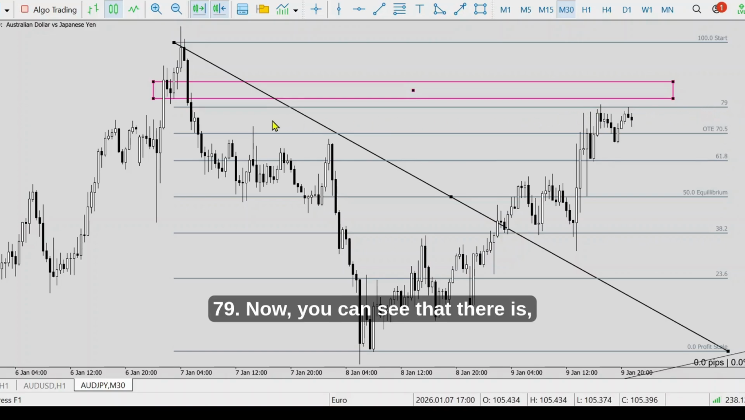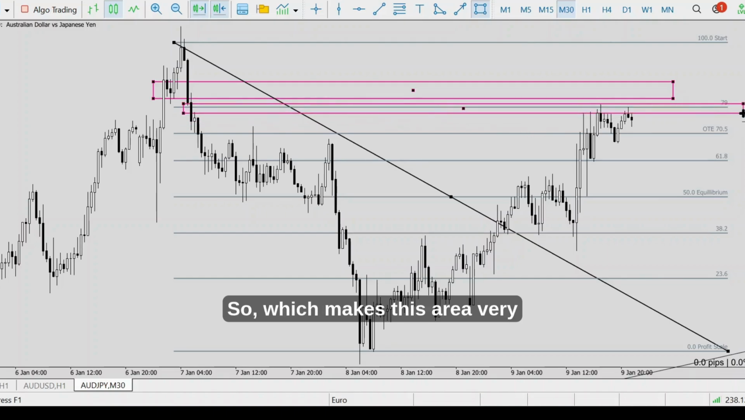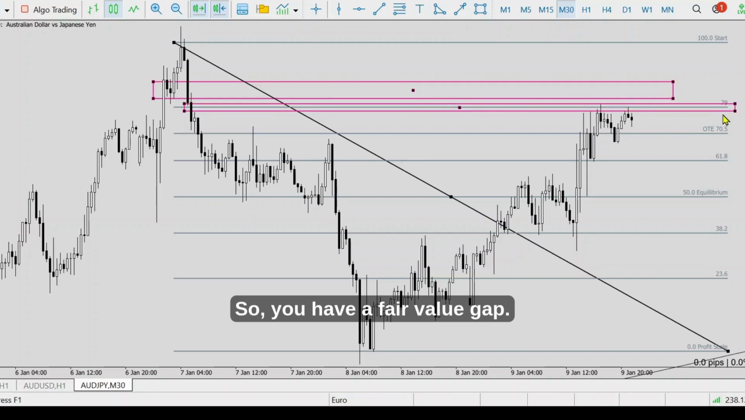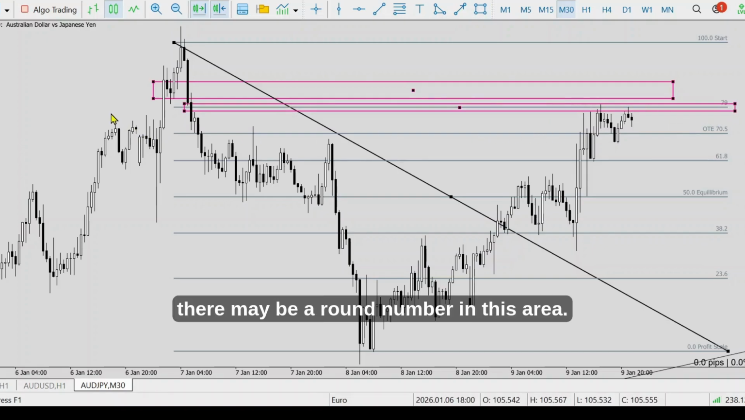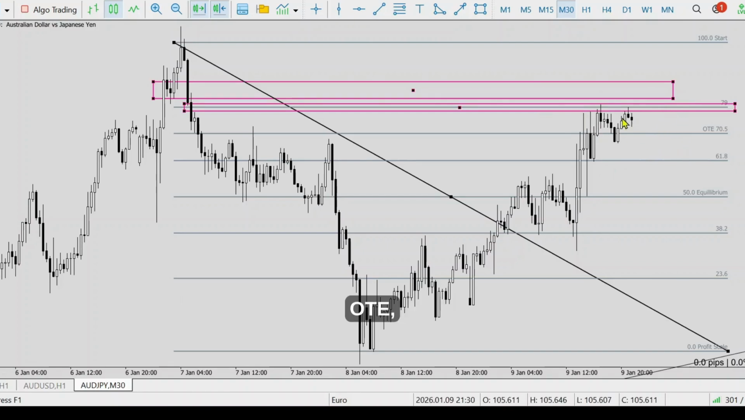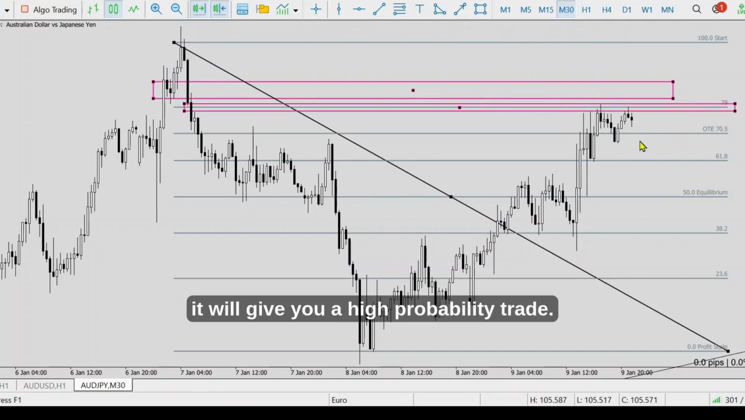Now you can see that there is an area of confluence in this. You can see that there is a fair value gap in this area, which makes this area very important. In addition, there may be a round number in this area. So if you have confluences in addition to price being at the OTE, it will give you a high probability trade.